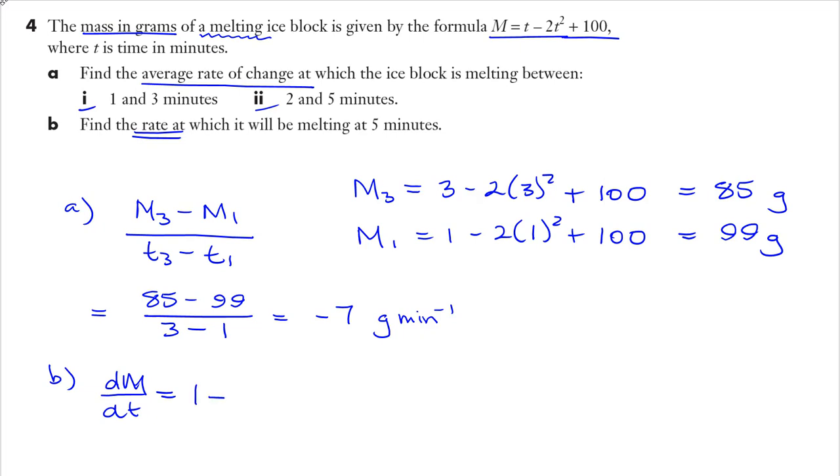The derivative of 2t squared will be 4t, and the constant term 100 will disappear. So the first derivative is 1 take away 4t, and at t equals 5, we would get minus 19, and that will be 19 grams per minute, which kind of makes sense that the rate of change is slowing down because the mass would be getting smaller and smaller as we go along.